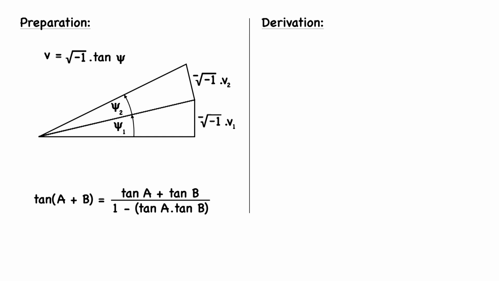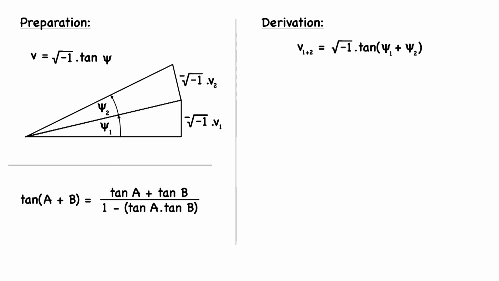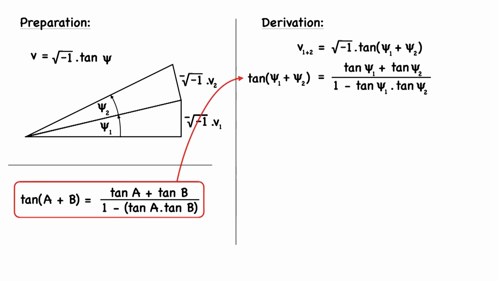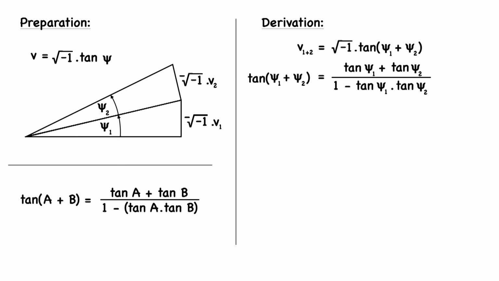Now let's consider how the velocities associated with our two rotations combine. From the diagram in the preparation column there, it would be reasonable to suppose this must be square root minus 1 times the tangent of psi 1 plus psi 2. If we're going to substitute v into that, we first need to separate the two angles, and that's what we need that trig identity for. Let's first rewrite that for psi 1 plus psi 2 like this. That's better. Now I can use our equation for v to substitute all those tan psi's like this.